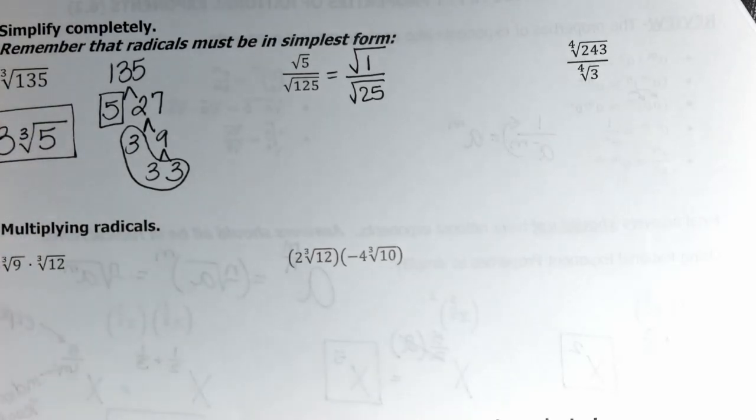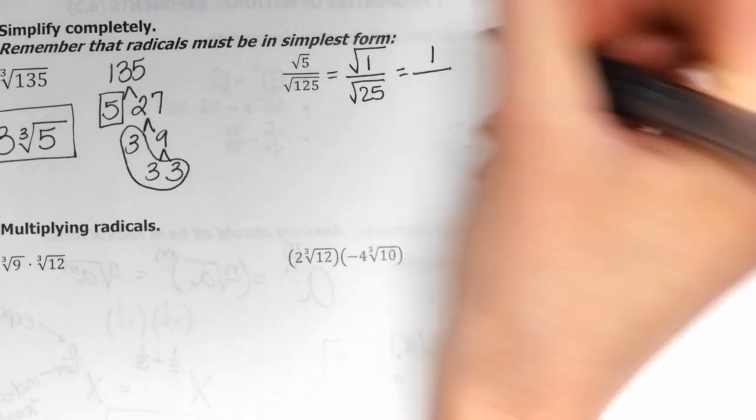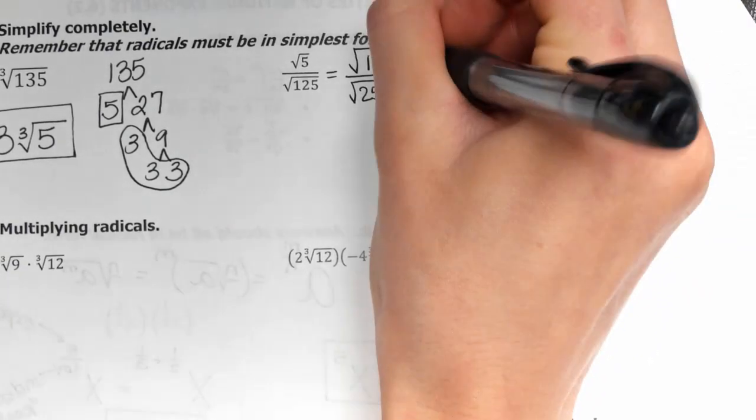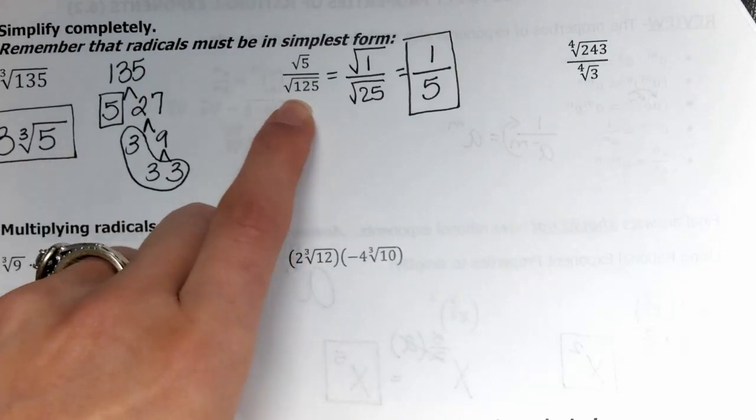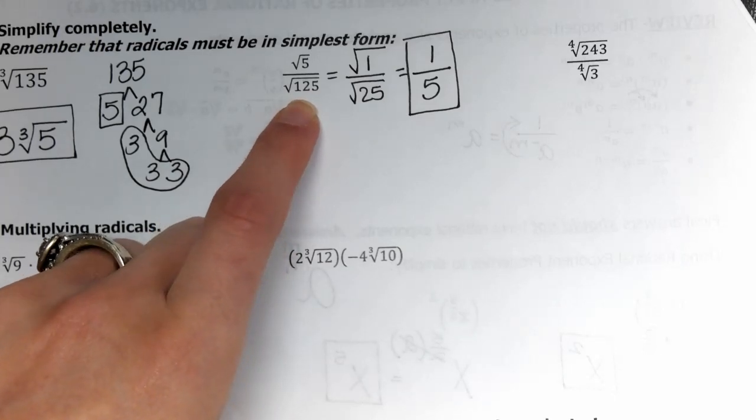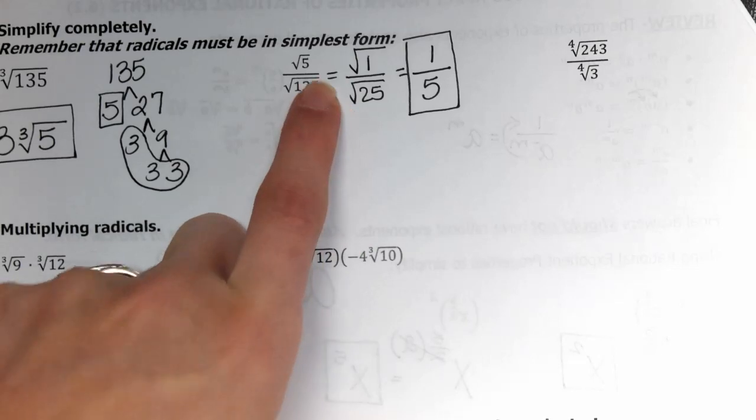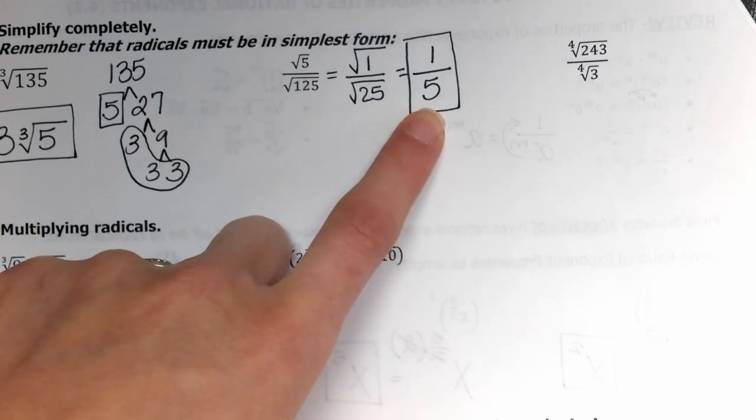Now I have perfect squares. What's the square root of 1? 1. Square root of 25 is 5. If you don't simplify the fraction under the radical, then you're going to be simplifying the square root of 125 and then rationalizing. You can do it that way also, but it's easier if you just try to reduce the numbers and then you're left with perfect squares.